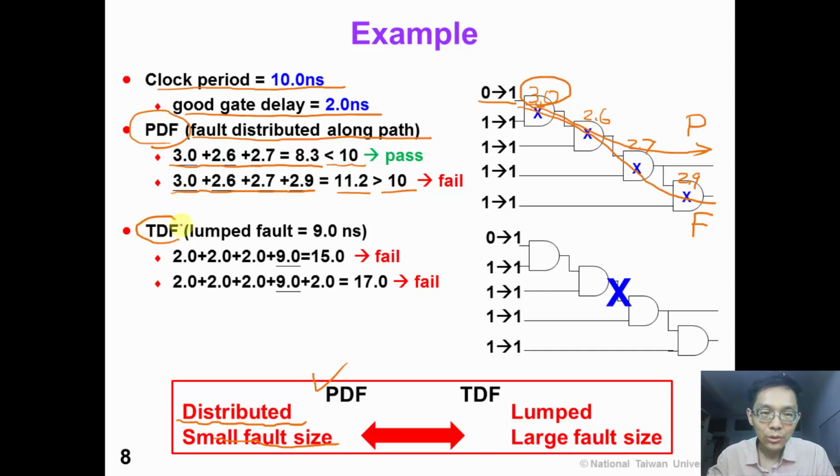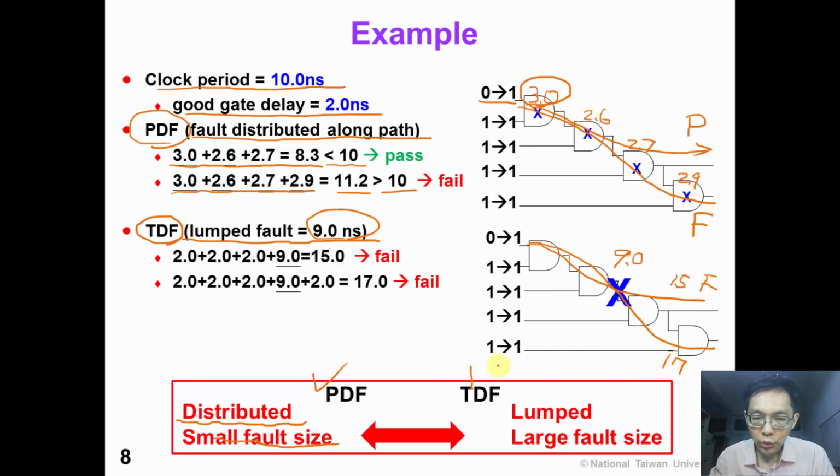On the other hand, the transition DelayFault assumes that the fault is lumped in a faulty node, and the fault size is pretty large. For example, this node is slower than expected, and the fault size is 9.0 nanoseconds. If we test the circuit along the short path, the delay is 15 nanoseconds, so it failed the test. If we test along the long path, it still failed the test.